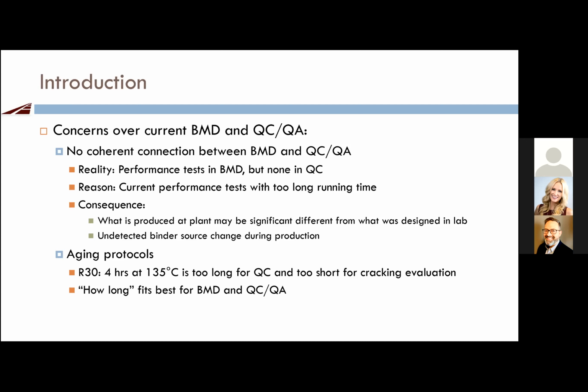The second one: we couldn't detect binder source changes during production. When the binder source changes, for example from one PG 64 binder to another PG 64 binder, you will not see any change in specific gravity, lab mold density, even binder content or gradation. But due to the binder source change, you could potentially get rutting and cracking issues. That has happened in the past, and has been reported by many contractors and state DOTs. So that's really the issue between BMD and QC/QA.